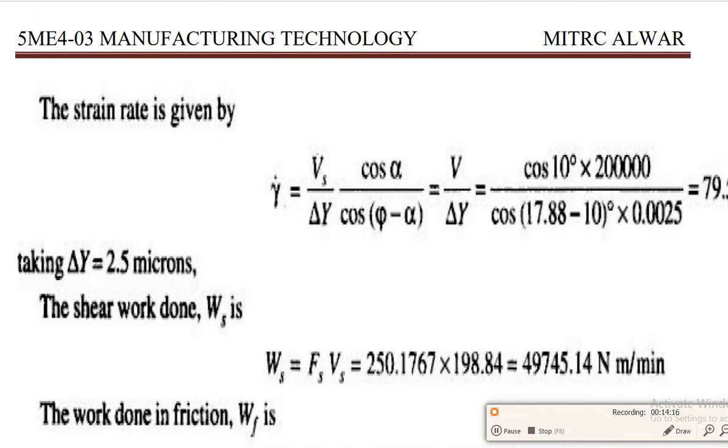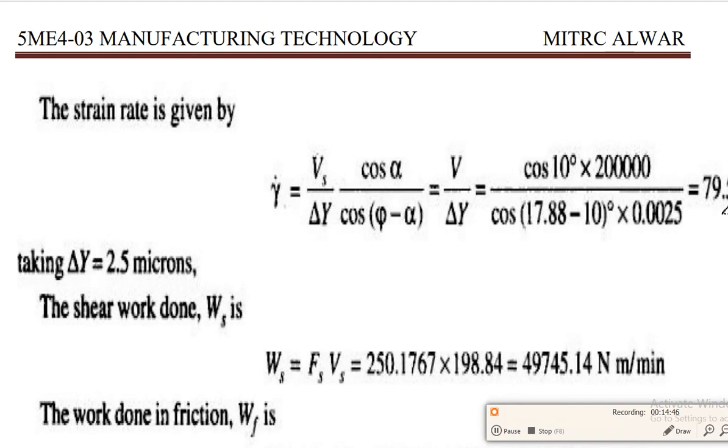Now further, if we have to calculate the strain rate, we will use this formula: Vs by delta y into cos alpha by cos (phi minus alpha), or we can write it V by delta y. Now putting this value Vs is equal to cos 10 degree into 20,000 and remaining values, so we will get the value of gamma dot is equal to 79.53757, where delta y is equal to 2.5 microns.